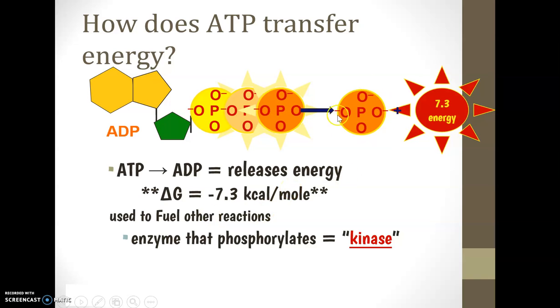Okay, so when we release that phosphate group from ATP to give us ADP, because now we only have two phosphates, we're also going to get 7.3 kilocalories per mole of energy. So that's the amount of free energy that we will have in addition to that phosphate group.